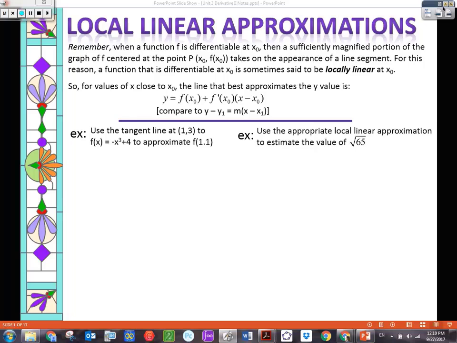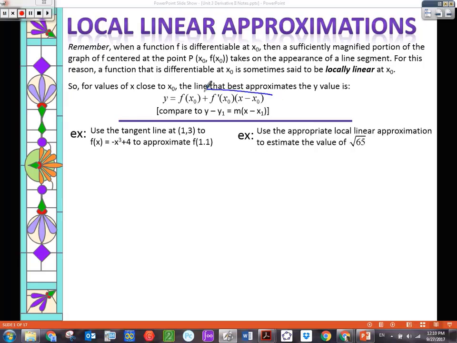So what is a local linear approximation? Basically, it's using the tangent line to approximate a function value. That's all it is. We see local linear approximation, linearize, all those very confusing words, but it stands for something very simple. You're using a tangent line to approximate a function value, period.